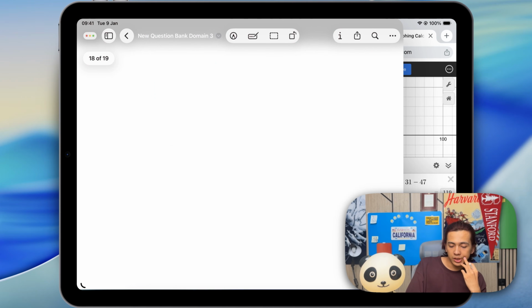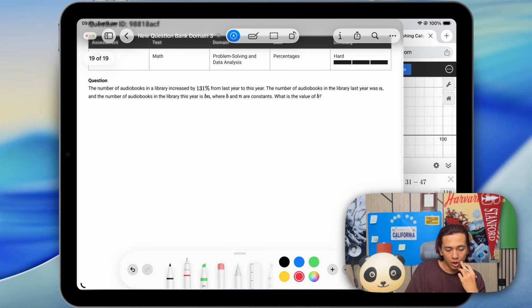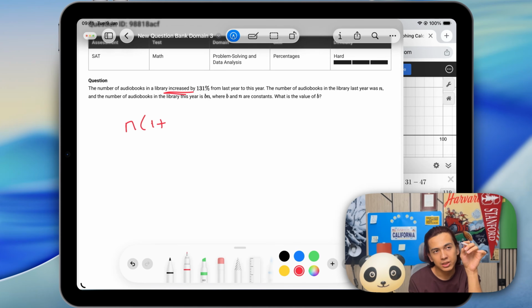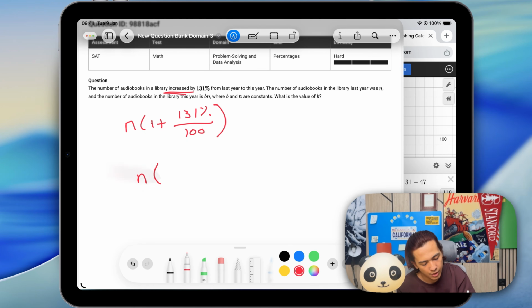Yeah, that's right. And then the final question: the number of audiobooks in the library increased by 131% from last year to this year. The number last year was n, and it increased by 131%, so it becomes n plus n times the quantity 1 plus 131 over 100, or simply n times 1.31, and the number of audiobooks in the library this year is b times n. Okay, so b is 1.31, that's it, right?